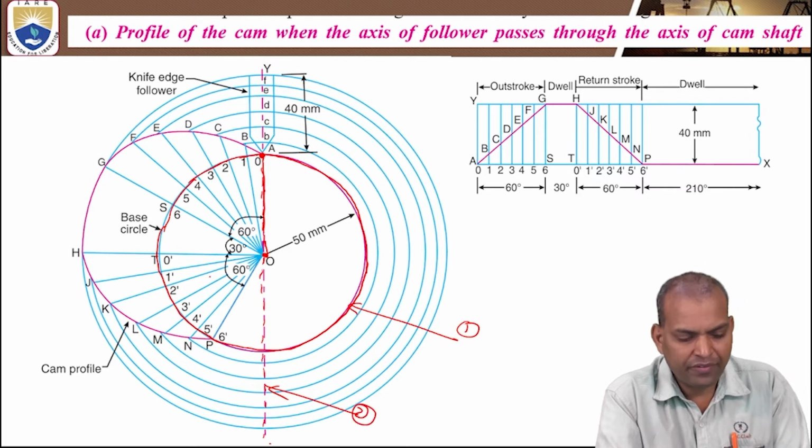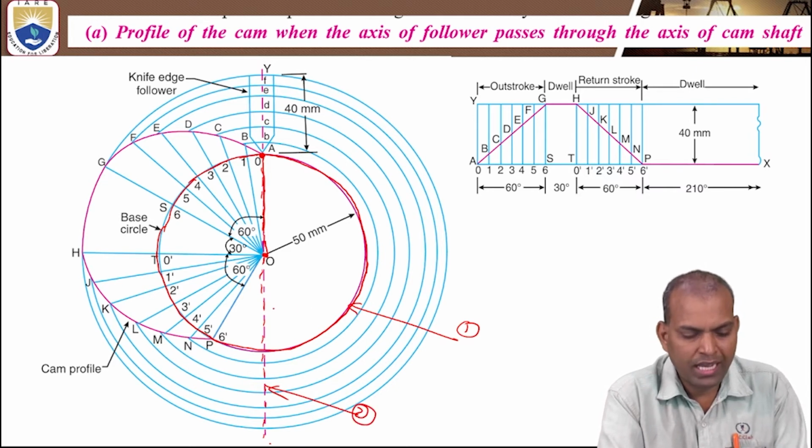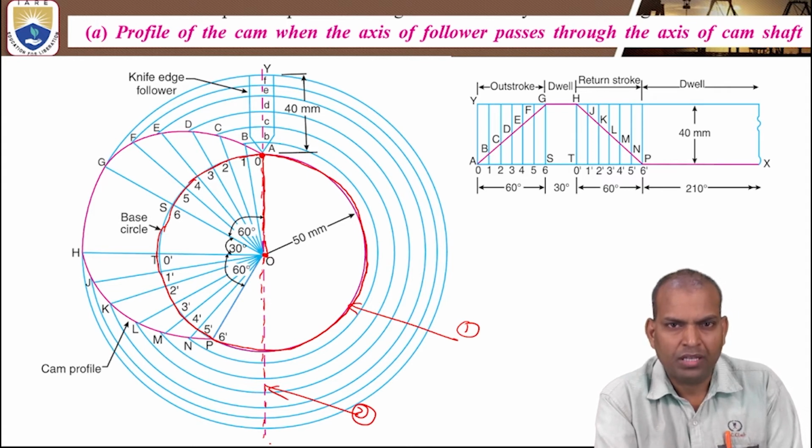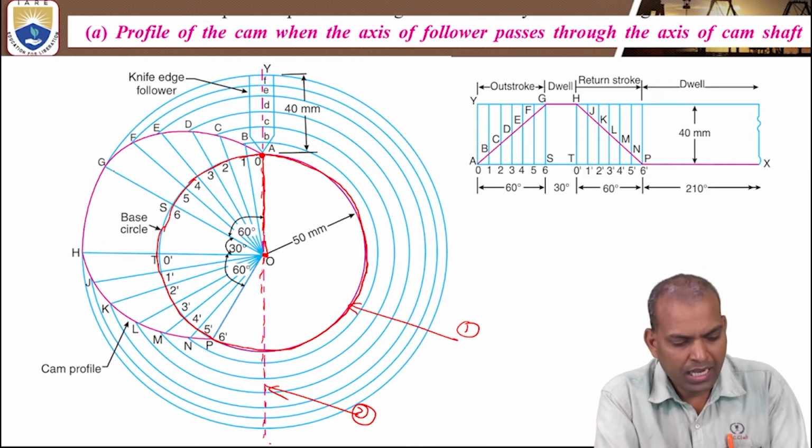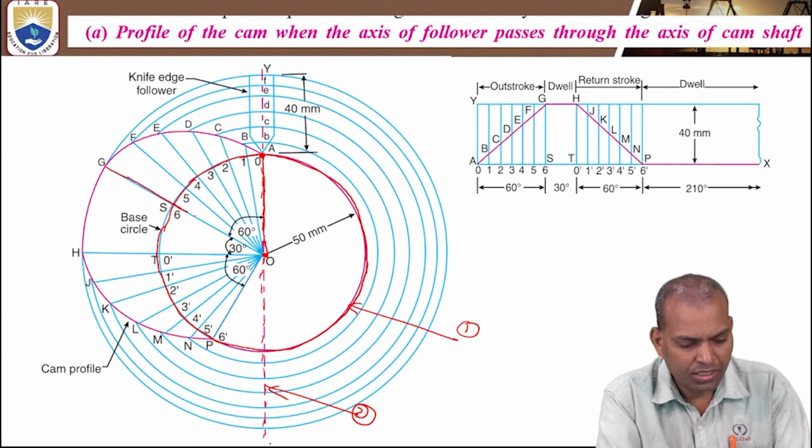Next, step 3, divide this base circle. The total angle is 360 degrees. That should be partitioned with the divisions given. That is the outstroke angle of cam rotation. After that, the dwell, next the return stroke and the dwell during return. Divide this complete base circle into the given outstroke, dwell, and return stroke angles. Now, how much is the outstroke angle? It is a 60 degree partition.